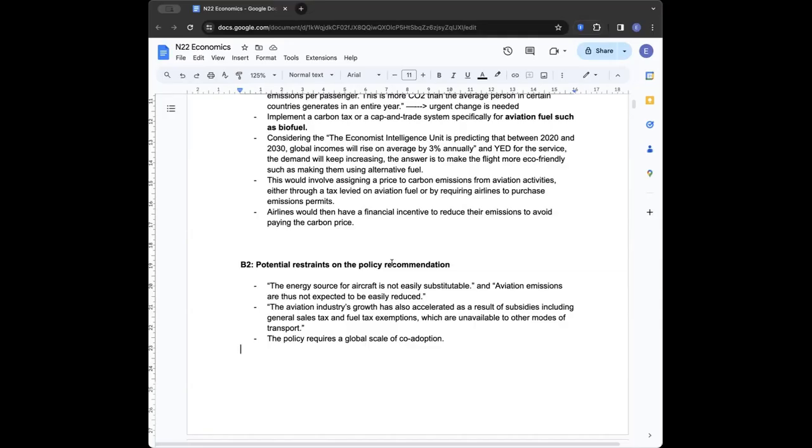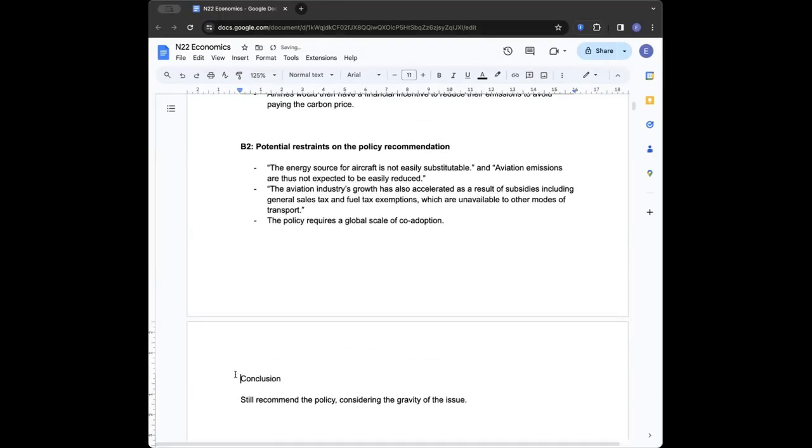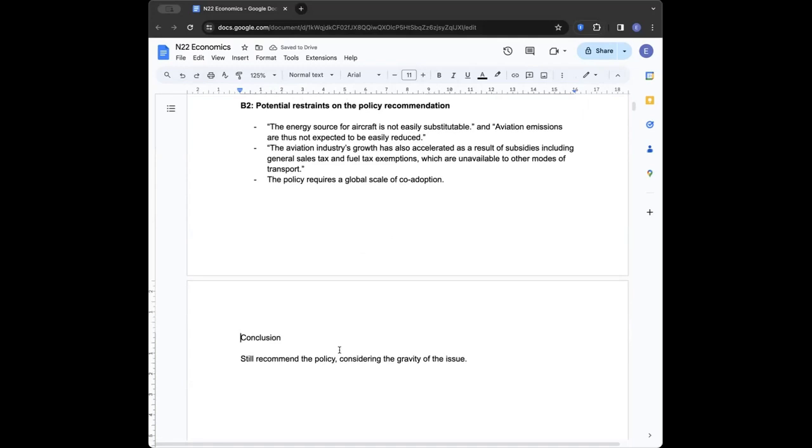So the national level of support in the industry is a challenging factor to apply a global level of regulation. So that's why this policy requires a global scale of co-adoption. In conclusion, nonetheless, I still recommend this policy because I understand the gravity of the issue.